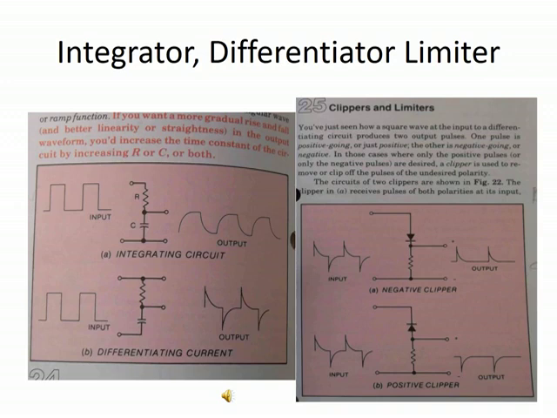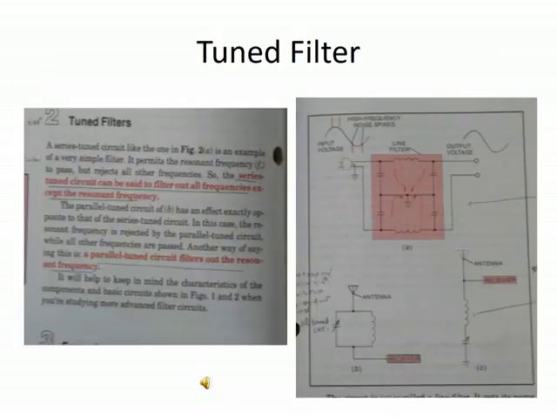The next one is the tune fader. All electrical signals can be combined with harmonics, noise, or other impurities, so those need to be filtered out by the tune fader. There are two kinds of tune fader. The series tune circuit filters out the frequencies off the resonant frequency, and the parallel tune fader circuit filters out the resonant frequency.